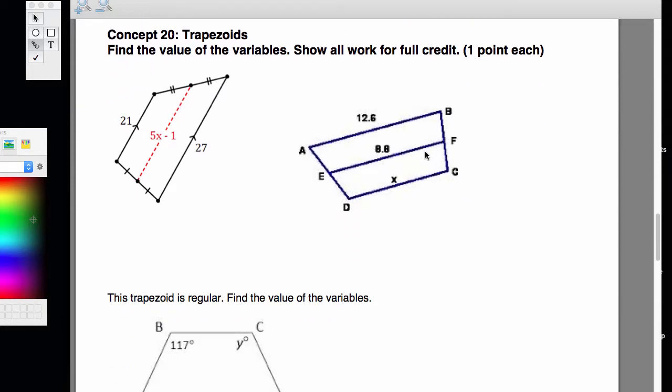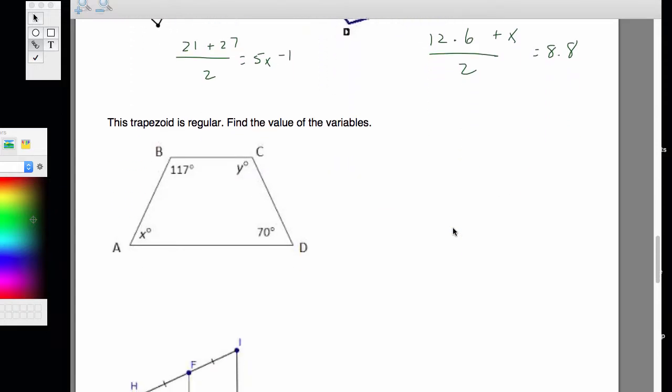All right? Mid-segment of a trapezoid. We know that the bases added together divided by 2 is equal to the mid-segment. Set it up right like that. Same thing here. 12.6 plus x over 2 equals 8.8. Okay? So that's what we're working with here.